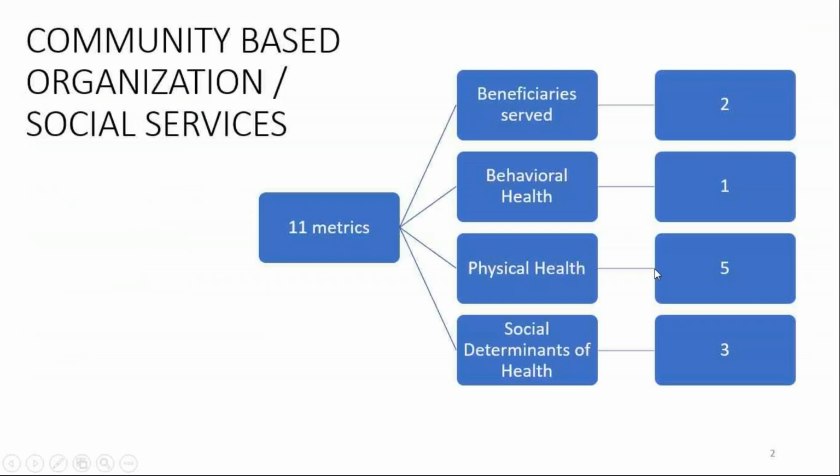Okay, so it will just take a couple of minutes to go through the specific metrics within the CBOSS metric set. And this was attached, not the slides, but the original metric set was attached to your calendar invite, in case you hadn't noticed that, but I will be walking through each of the metrics. There are 11 that are associated with your change plan. They fall in the categories of beneficiaries served, behavioral health, physical health, and social determinants of health.